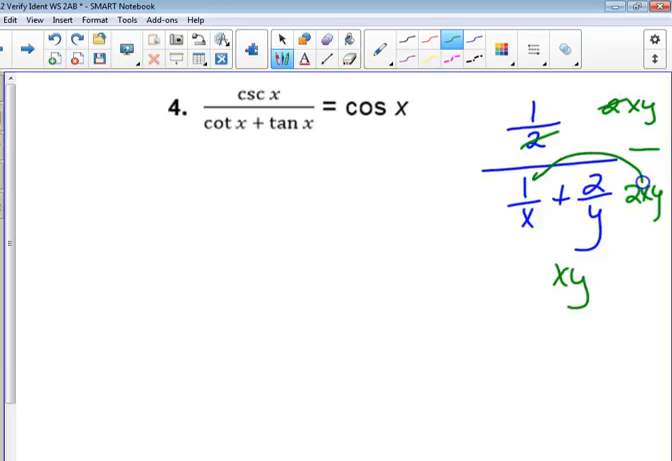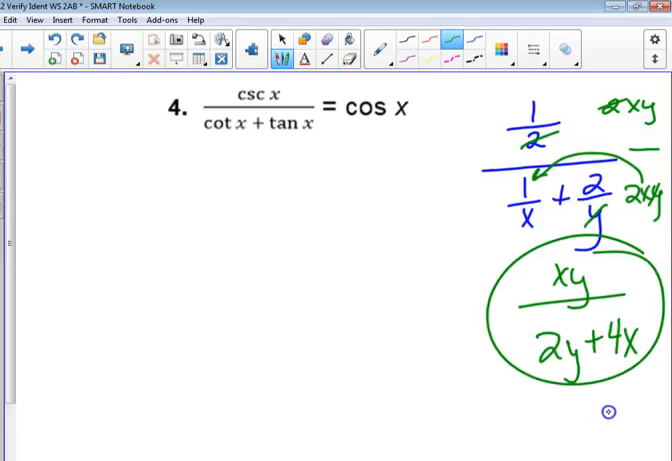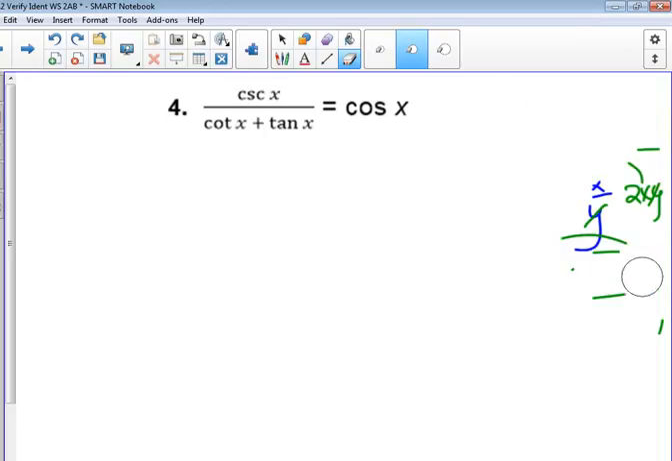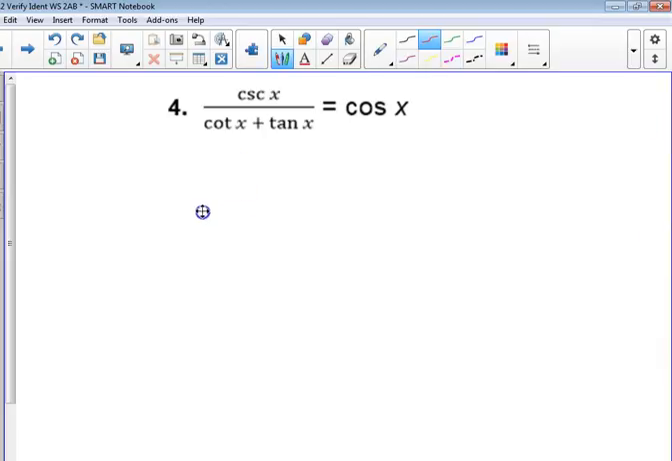When I distributed and multiplied it over here, what would cancel? X, so I'd end up with 2y. When I multiplied it here, y would cancel and I'd have 4x. Do you see how slick that is? There's no more complex fraction. So that's the idea we're going to use on this disaster. All right, so what is the top? 1 over sine.